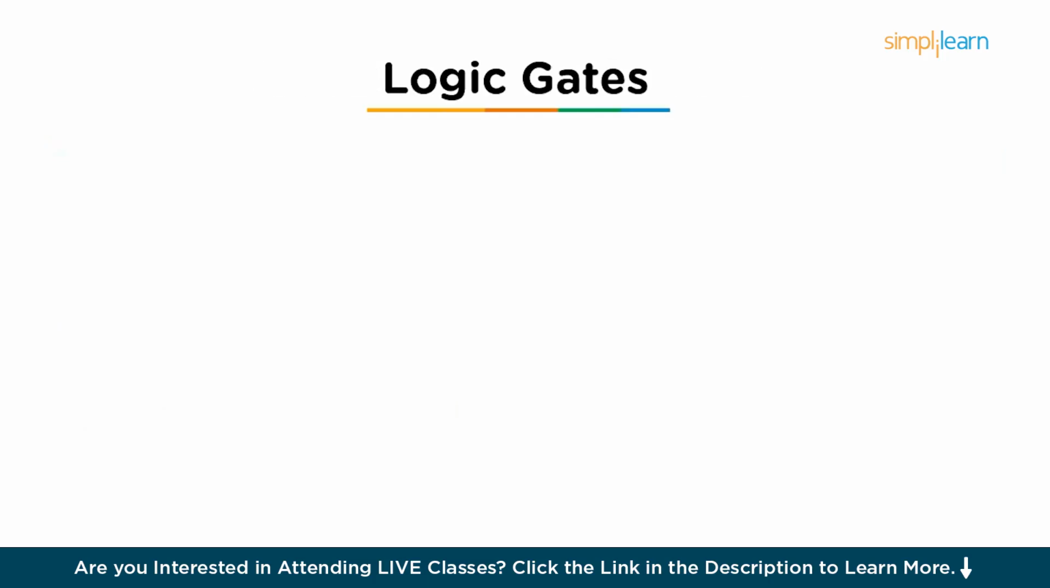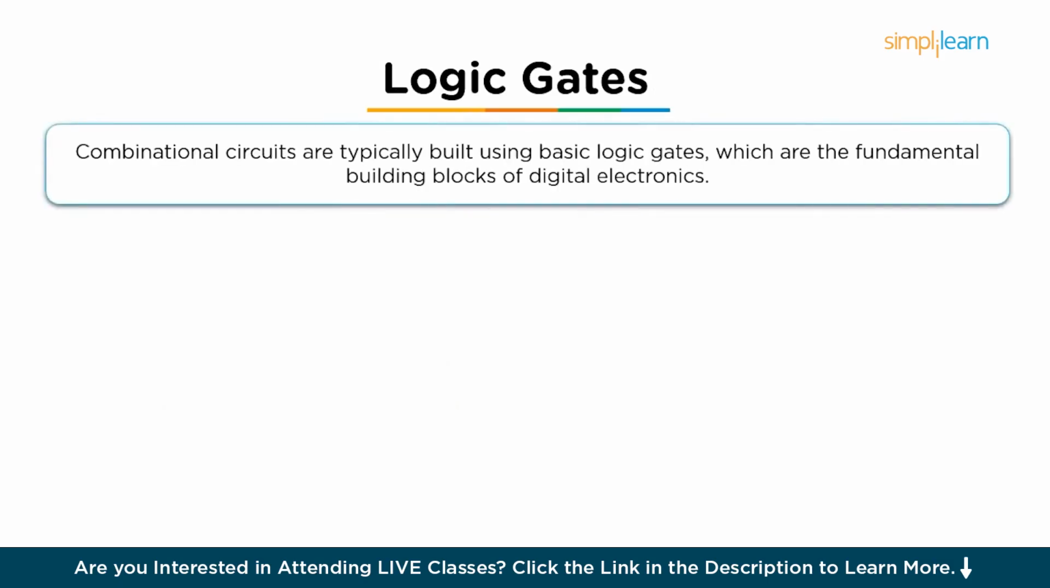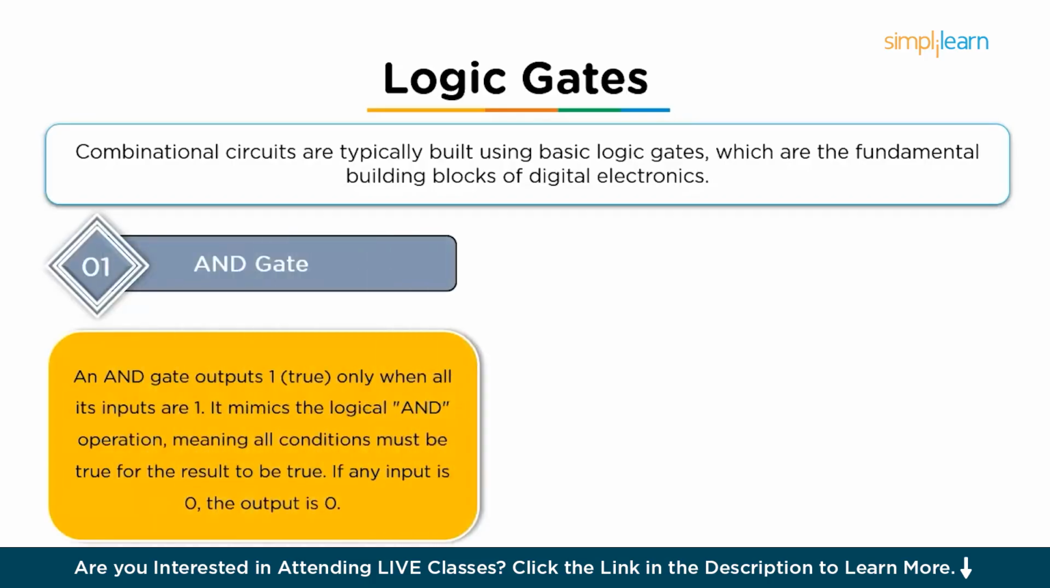Let's jump to the basic logic gates. Combinational circuits are typically built using basic logic gates, which are the fundamental building blocks of digital electronics. These gates perform basic operations on binary inputs, zeros and ones, and produce a single binary output. Each gate has a specified logical function based on Boolean algebra. The most common logic gates include, the first one, the AND gate.